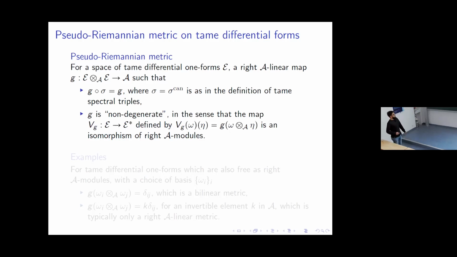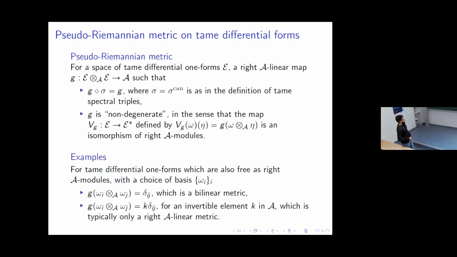So since we now have a notion of symmetric non-degenerate metric, one of the most simple examples is that if our space of tame differential one forms is also free as a right A module and it has a choice of basis omega i, then we can define G of omega i tensor omega j to be just the Kronecker delta ij. This satisfies all these properties, and moreover it is not just right A linear, but it is in fact also left A linear, that is, bilinear.